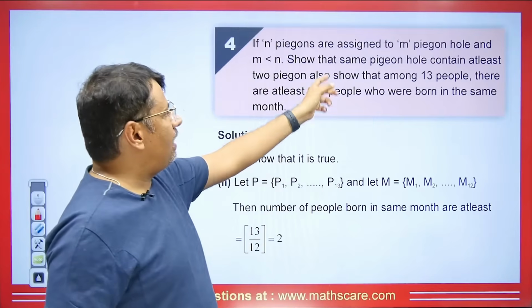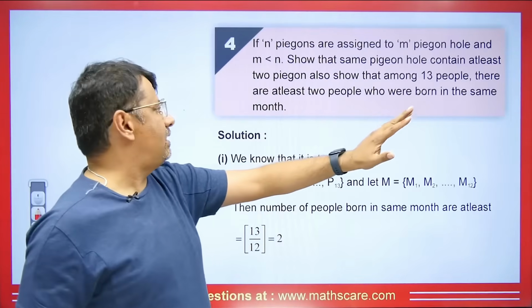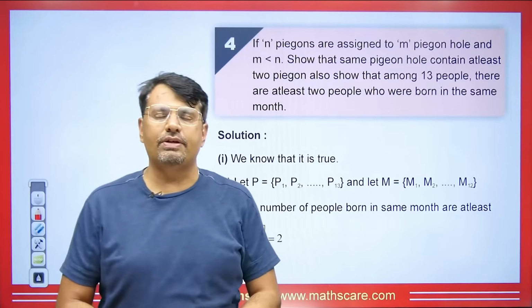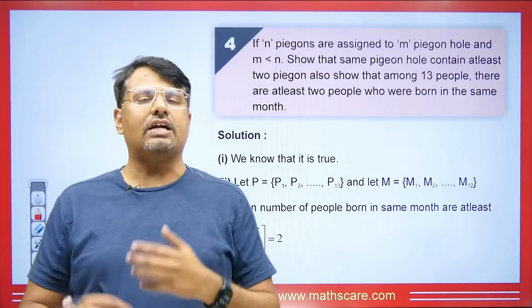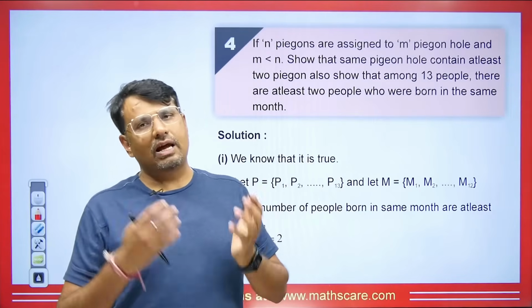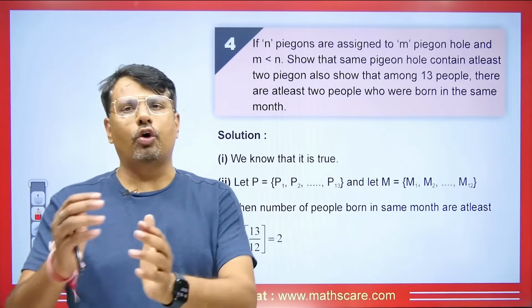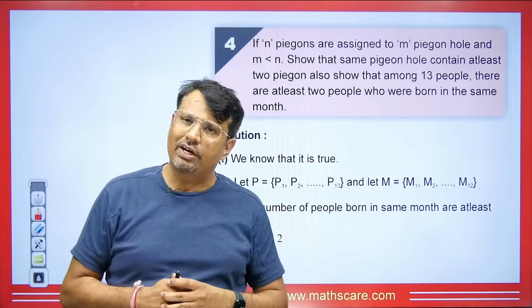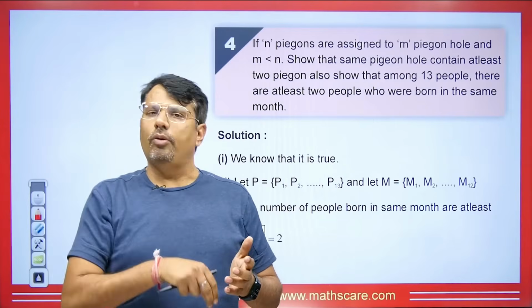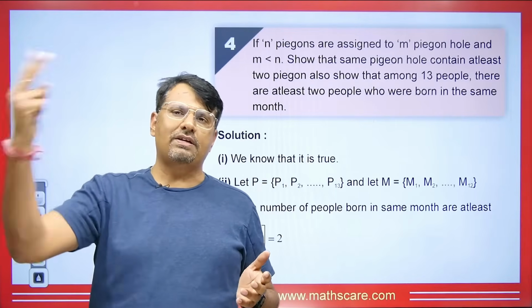And the question is saying, show that among 13 people, there are at least 2 people born in the same month, right? Students, out of those 13 people, at least 2 people will have their birthdays in the same month. So this is understood that in total we have 13. So we have 12 holes which represent months and 13 are the pigeons. And hence there will be at least 2 pigeons who will share the same pigeonhole, implying that 2 people will have their birthdays in the same month.